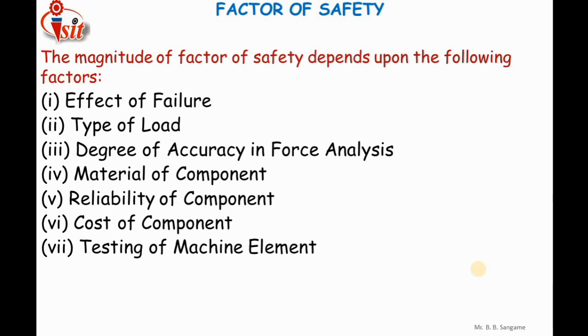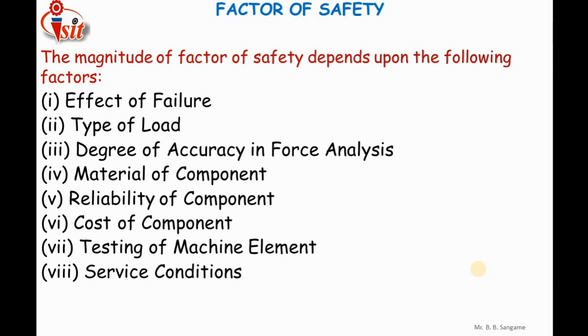The seventh criterion is testing of the machine element. A lower factor of safety can be chosen when the machine component can be tested under actual conditions of service and operation. For components where actual service condition testing is not possible, you might have to go for a higher factor of safety value. We can take the example of a space shuttle. While designing a space shuttle, actual launch testing is not possible, so obviously we need to go for a higher factor of safety.